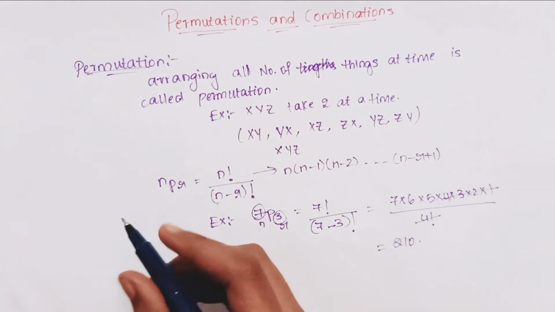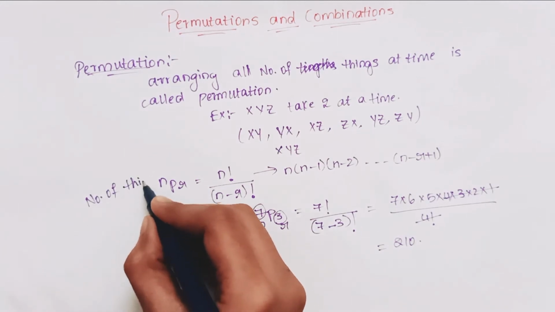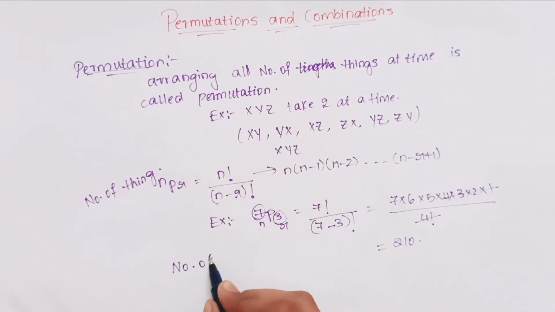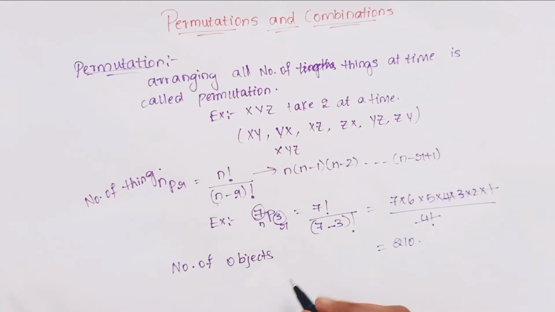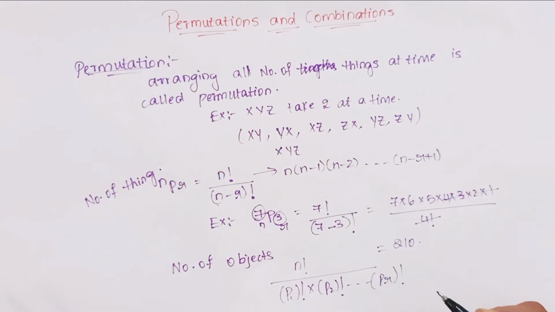This formula is used for the number of things. If they ask us to find the number of objects, we should use this formula: n factorial by p1 factorial into p2 factorial and so on, pr factorial.